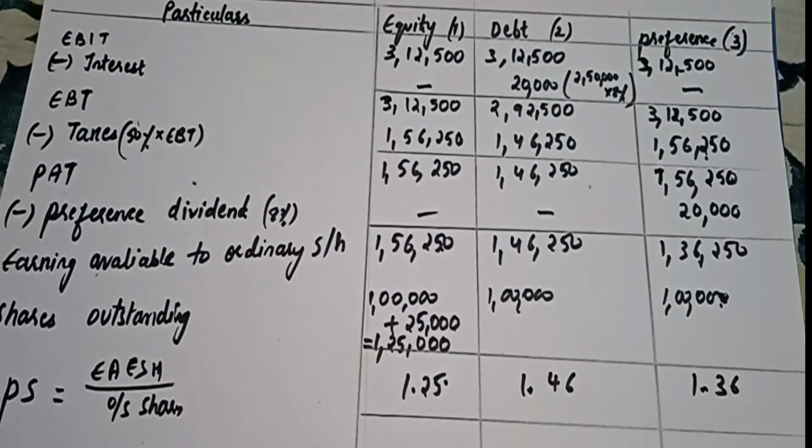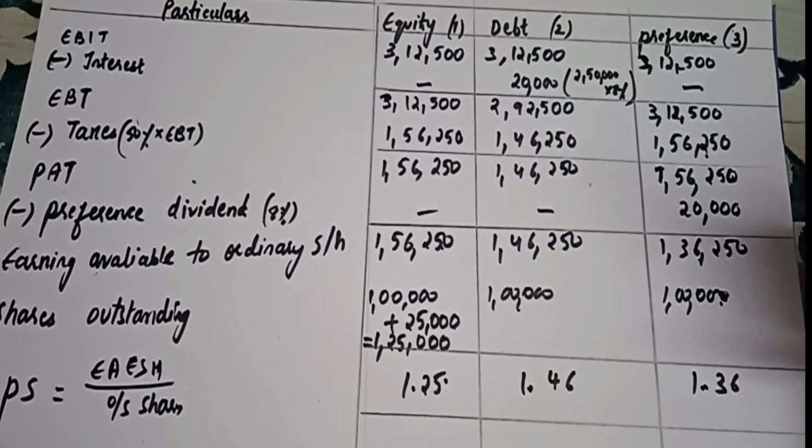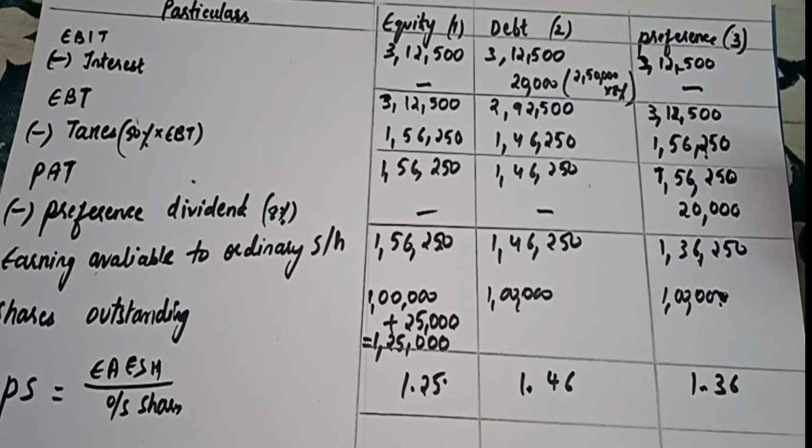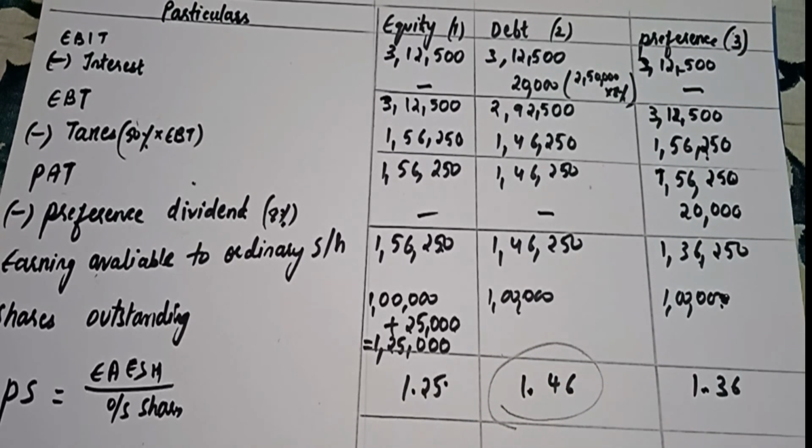Okay, now you tell me which debt combination or which plan is better for this company, where you'll be getting the highest EPS. So plan 2 is more profitable to the company if they take it up.